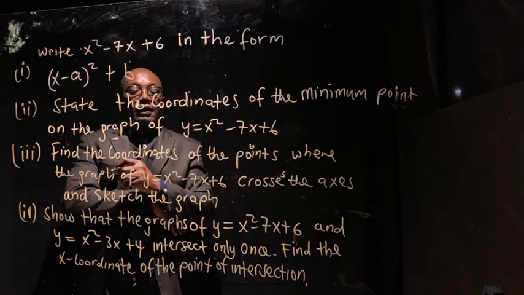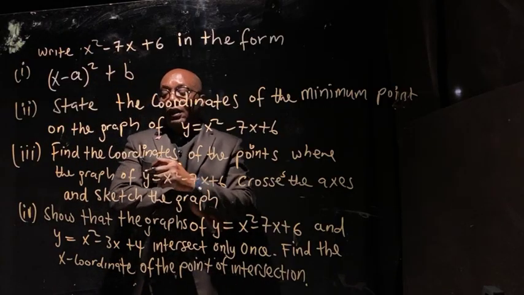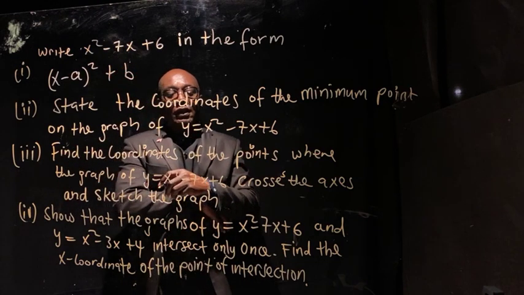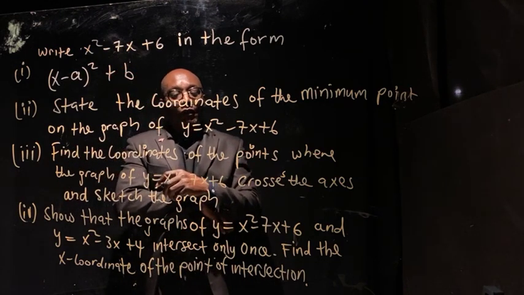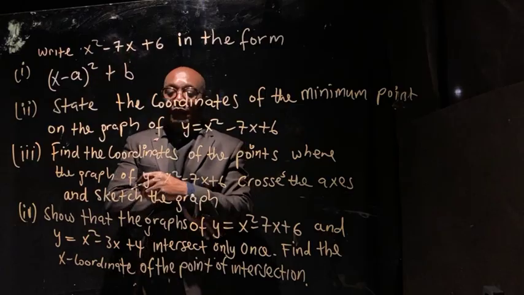Show that the graphs of y equals x squared minus 7x plus 6 and the second graph, y equals x squared minus 3x plus 4, intersect only once. Find the coordinates of the point of intersection.